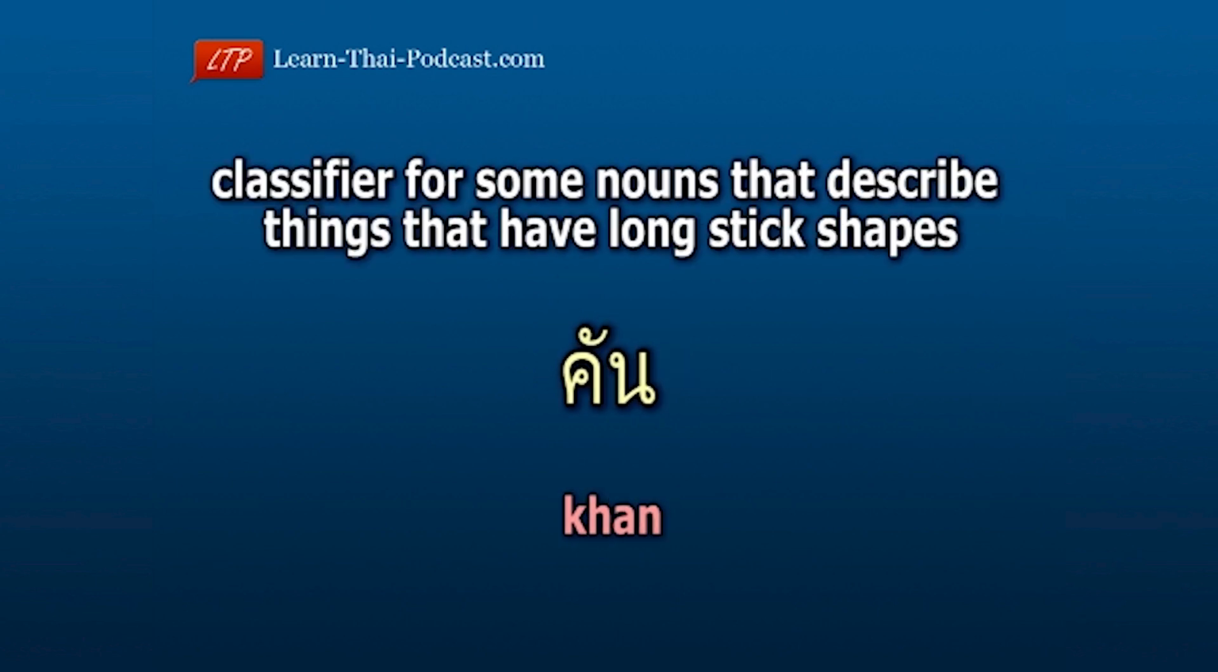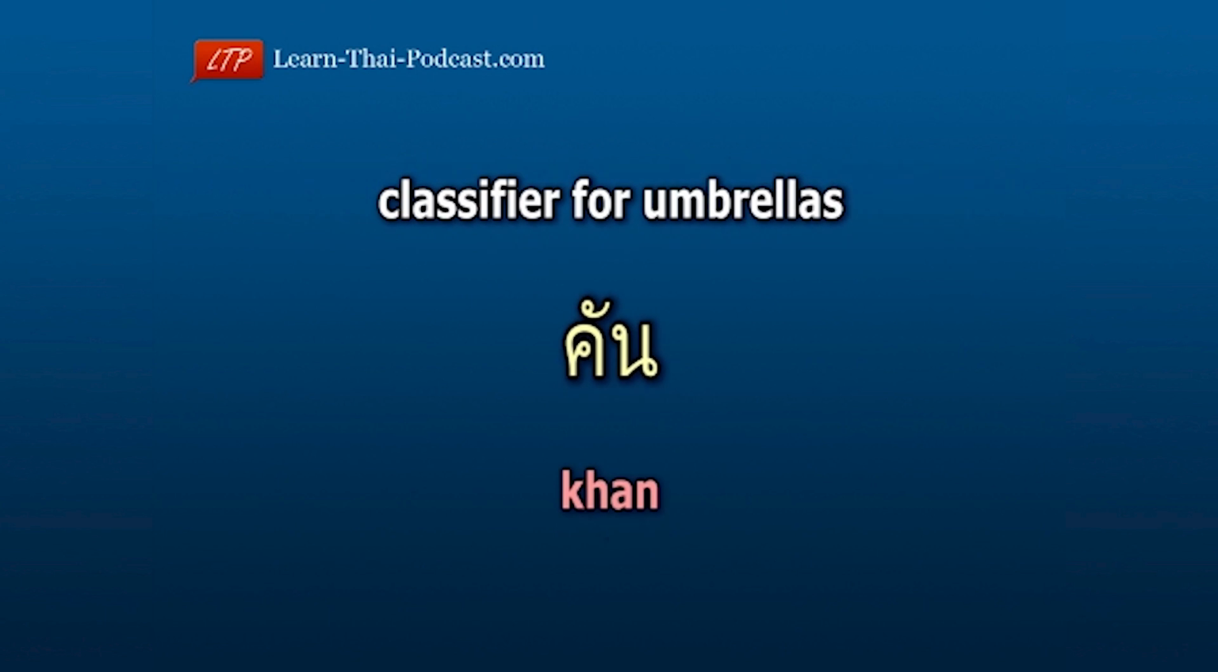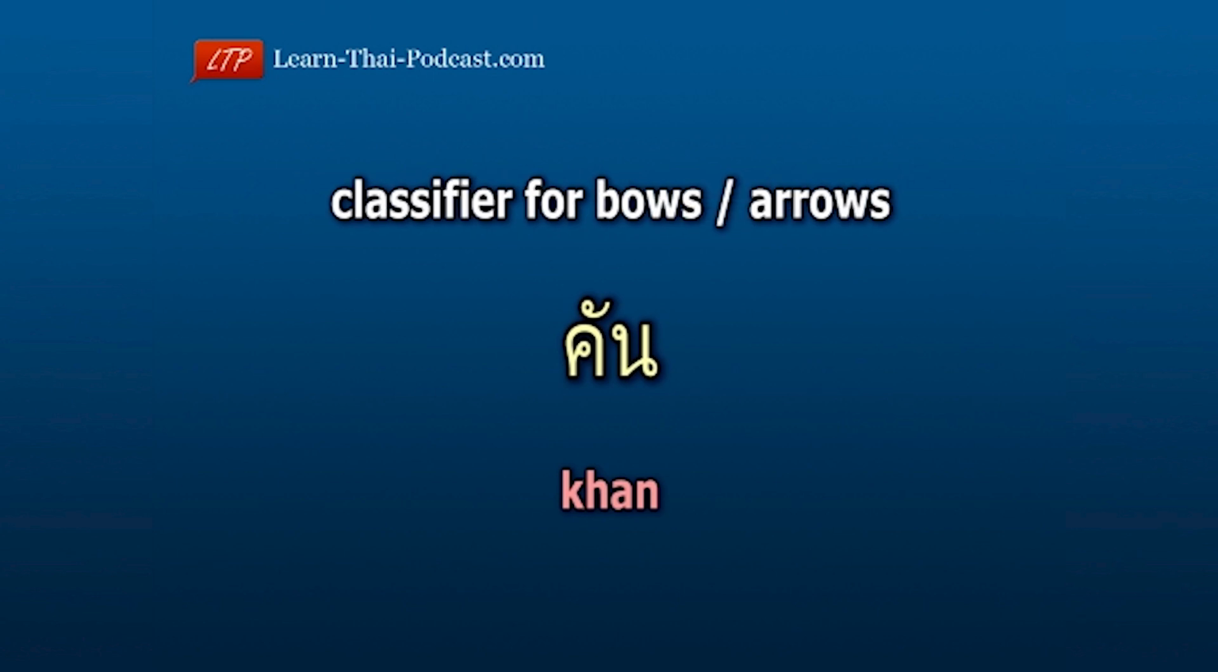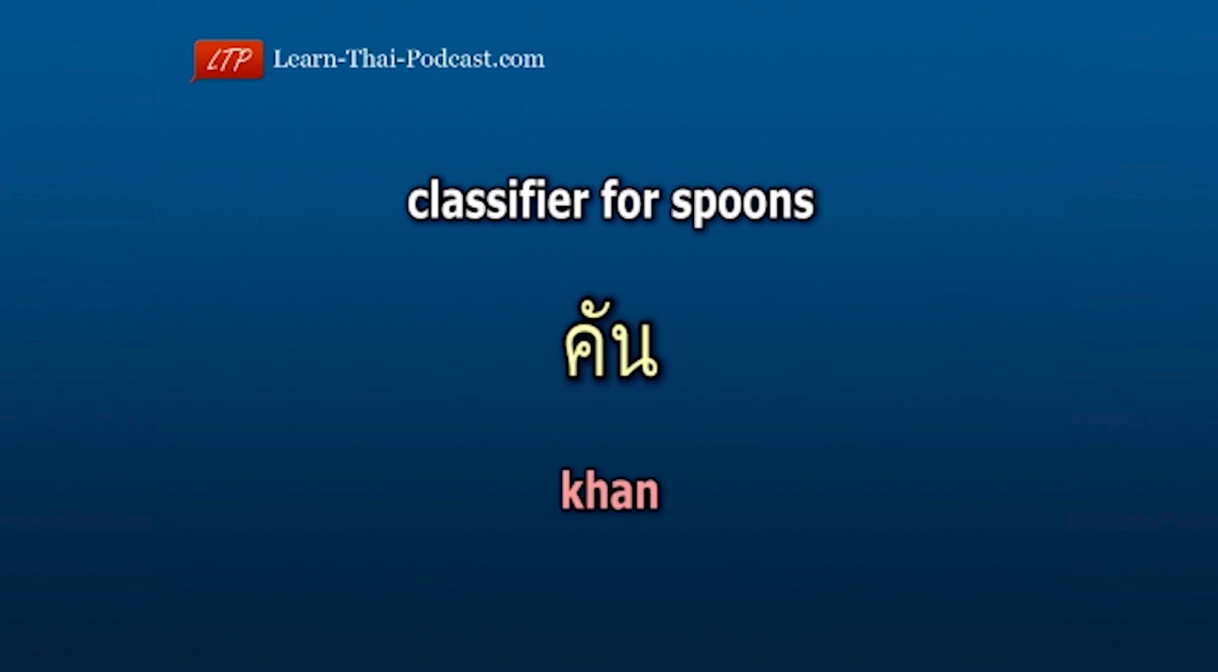Some nouns that describe things that have long stick shapes use the word คัน as their classifier. For example, classifier for umbrellas, คัน. Classifier for bows or arrows, คัน. Classifier for spoons, คัน. Classifier for forks, คัน.